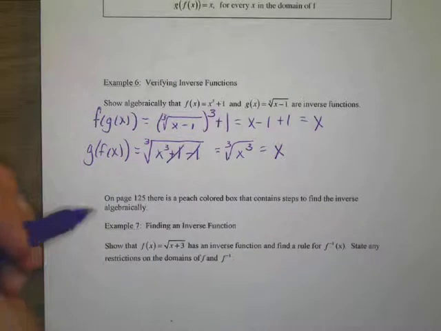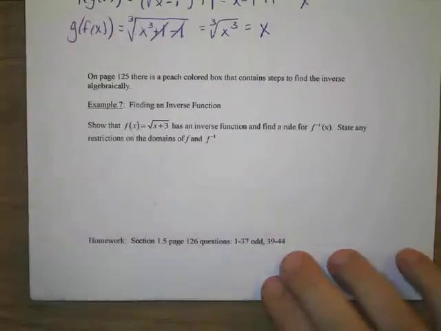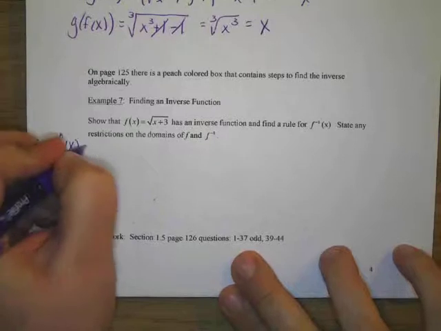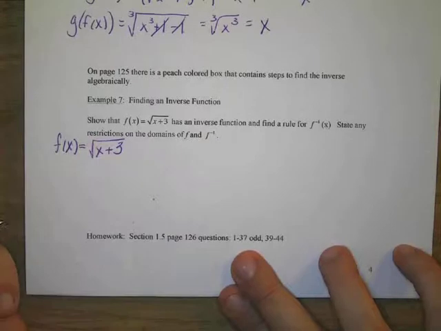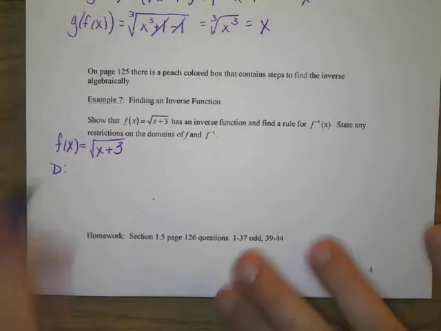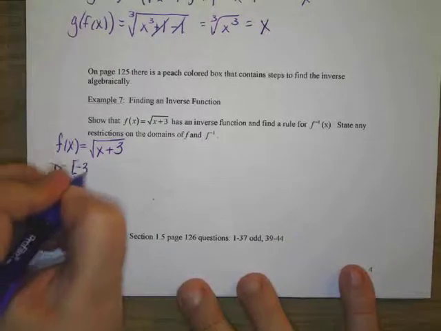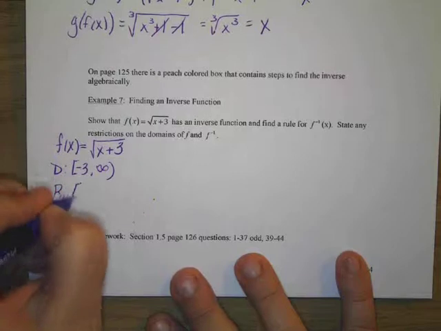There's a peach-colored box on page 125 that gives you steps on how to find inverses algebraically. We're just going to try it, okay? So, here we go. Example 7. So, domain. What's the smallest thing I can put in there for x? Yep, so -3 and to infinity. And if -3 is the smallest I can put in there, what's the smallest y value I'm ever going to get out? 0.